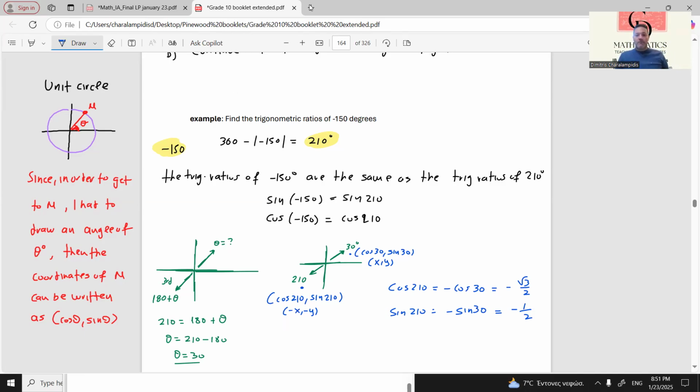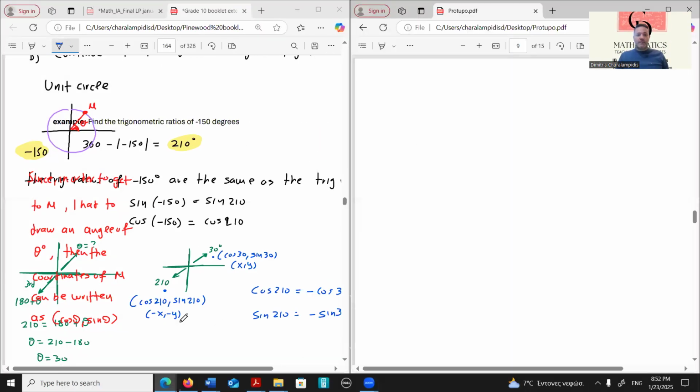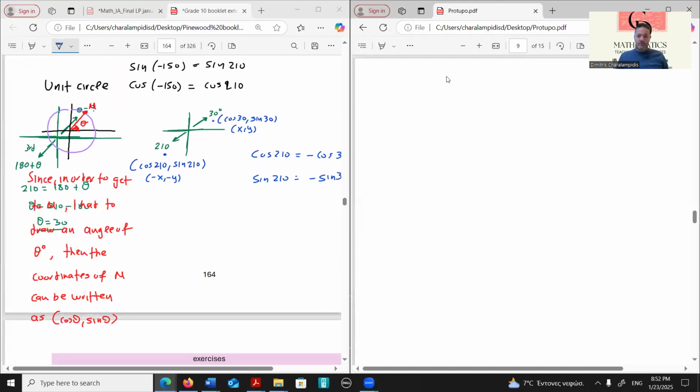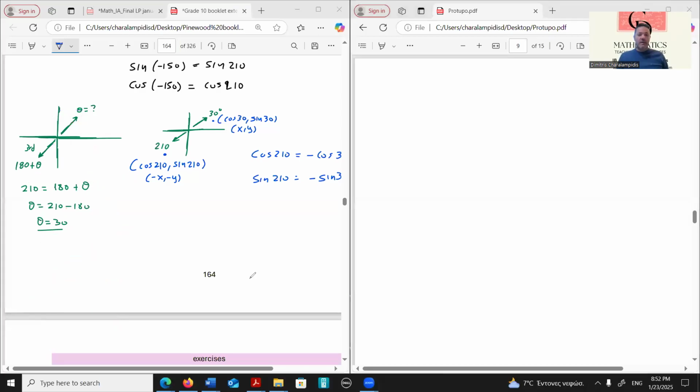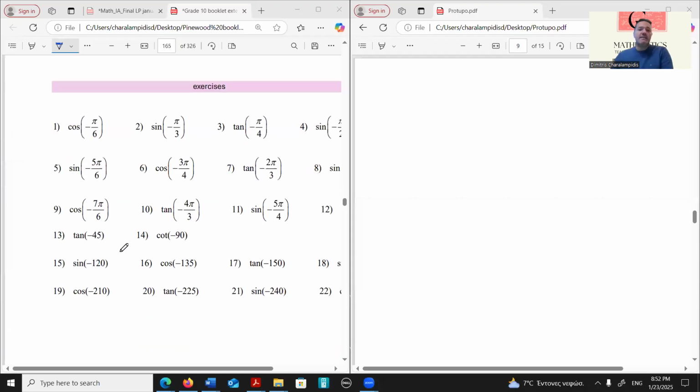Let's work finally an example with radians. Let me clear this for you. And let's work with an example on radians. Let's try to find out the tangent of minus 2 pi over 3.